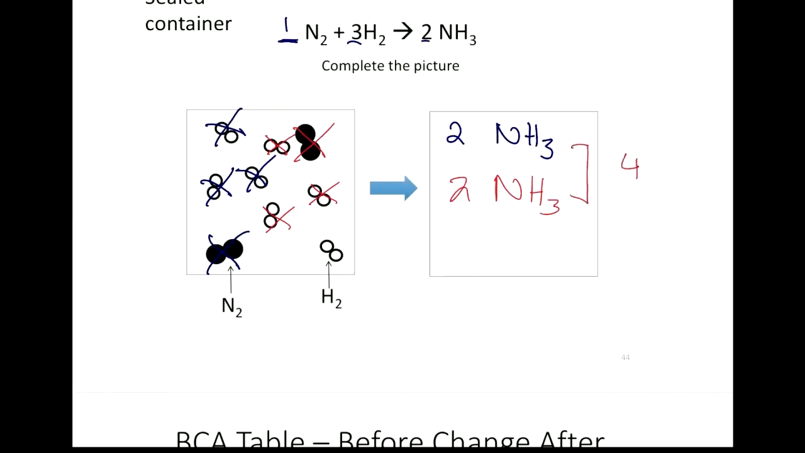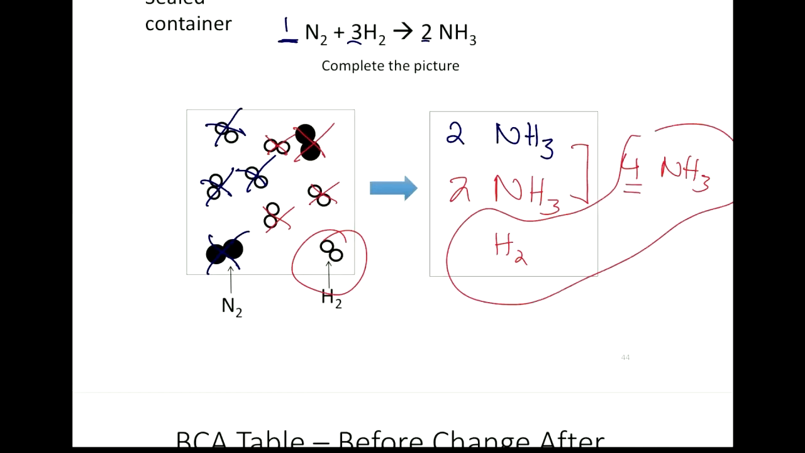So there's a total of 4 ammonias floating around there, right? What's missing? That last H2. Does that last H2 react? No, but is it still in the vessel? Yes, it is. So you can't leave it out of that picture. And actually, if you did a BCA table, you would see that in the after line, there would be 1 H2 molecule still left over. So yeah, in this vessel, what you'll see are 4 NH3 molecules and 1 hydrogen molecule within there. So that's another way to think about it.